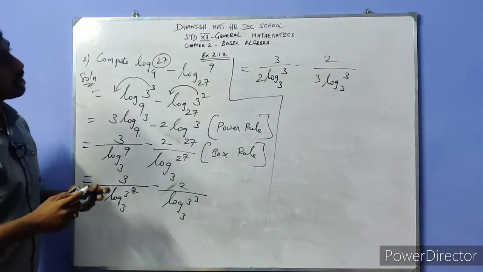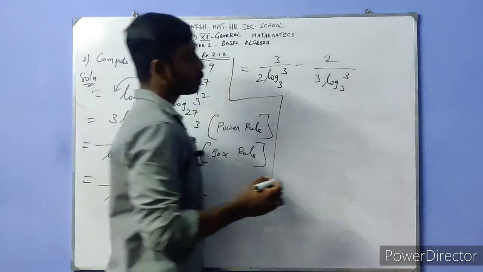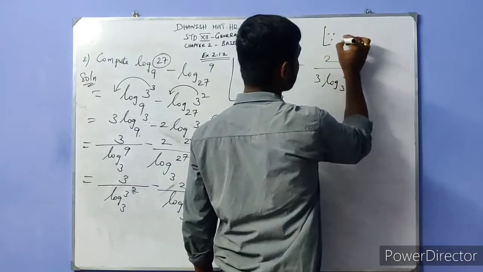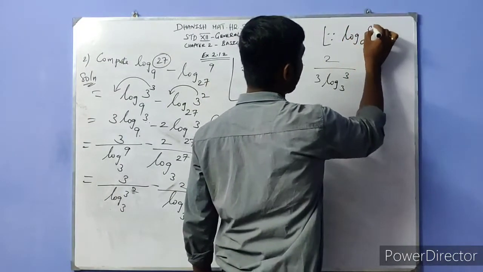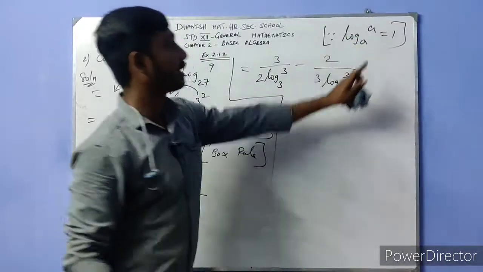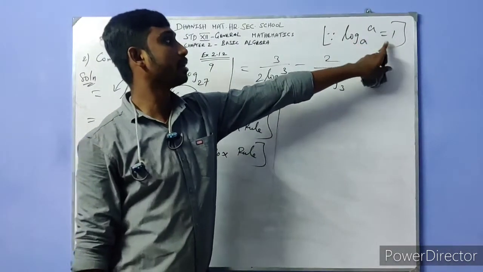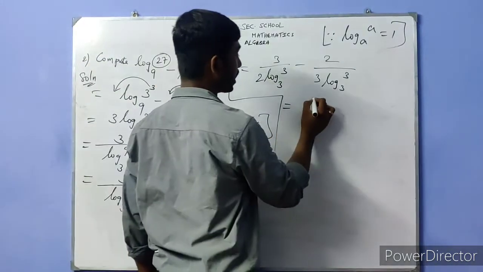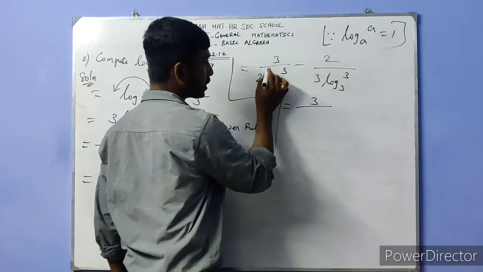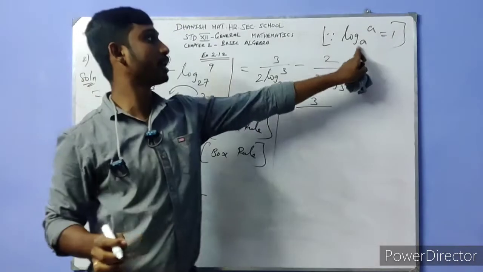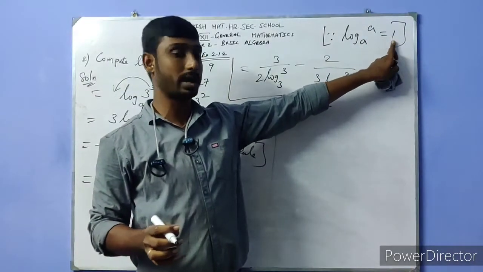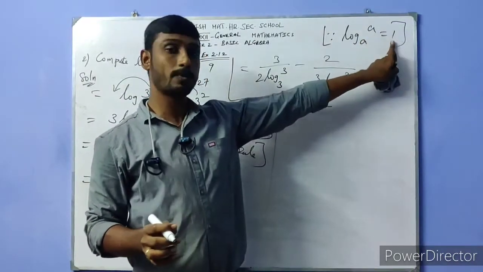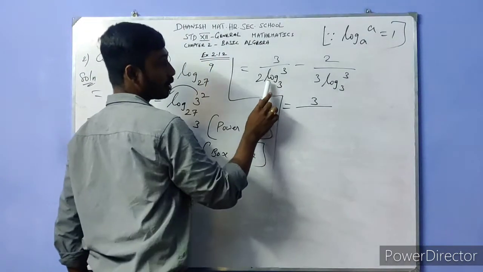So what is the value here? Then we are using the assumption value for log. That is, log a power a equals 1. Whatever the value is, the answer will be 1. That is the assumption. Looking at it, if I put 1, log 1 power of 1 gives the answer 1. Log 2 power of 2 is also 1. So here we have log 3 power of 3.